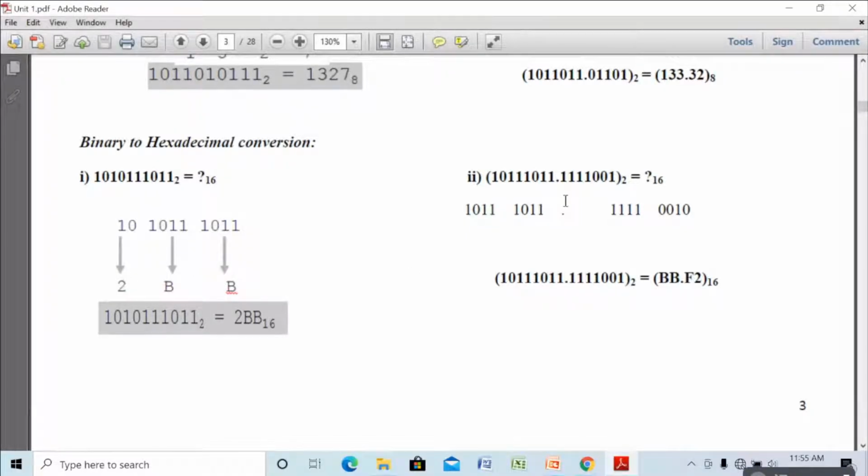Here also in the fractional part, we have to separate 4 digits from left to right. 1111 is one section. Then 011 is the next one. The value of 1111 is 15, so for that we are using F. Here also 1011, for which we are using B. Take one example.